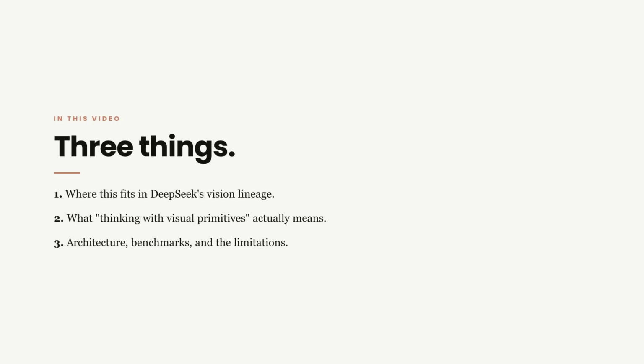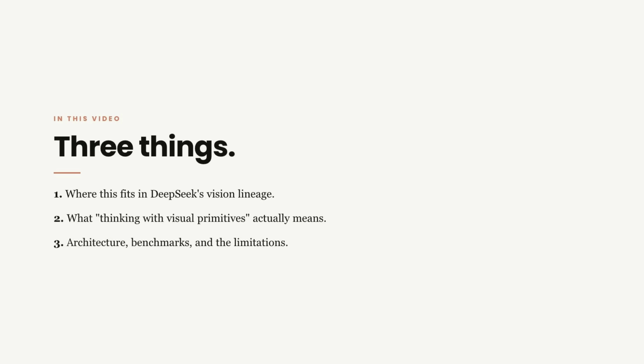In this video, I want to do three things. First, I'll walk you through where this fits in DeepSeek's vision lineage, because this is not really a one-off paper. They have been telling the same story for 2 years now. Second, I'll explain the actual idea, which they call thinking with visual primitives, because it's a really clean concept once you see it. And third, we will look at the architecture, the benchmark numbers, and the limitations that they are not hiding. Okay, so let's start with the lineage.